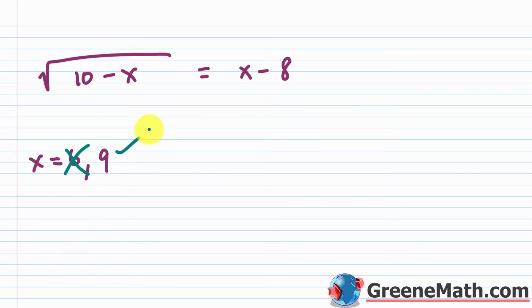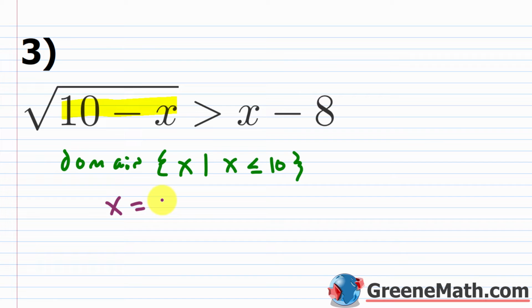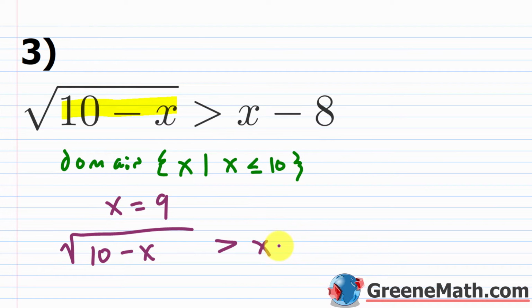For 9, you can see that's going to work. 10 minus 9 is 1. Take the square root of 1, you get 1. And this is equal to 9 minus 8, which is 1. So this 9 is good to go. Coming back up, I'll say x is equal to 9. And let's rewrite this real quick. We have the square root of 10 minus x, and this is going to be greater than x minus 8.